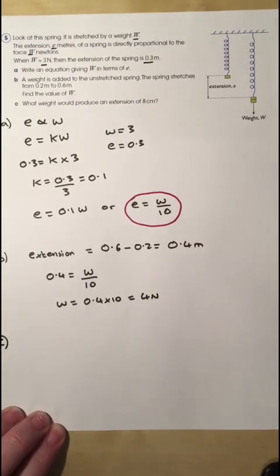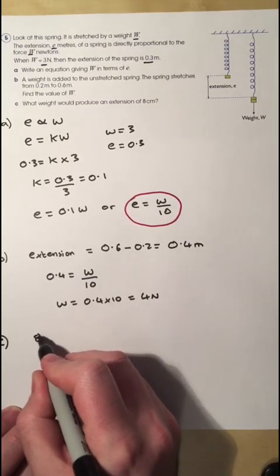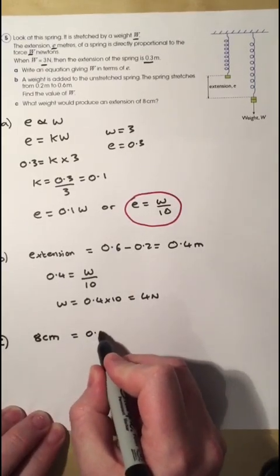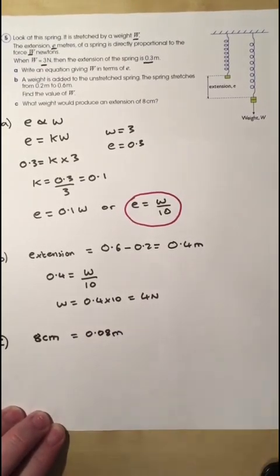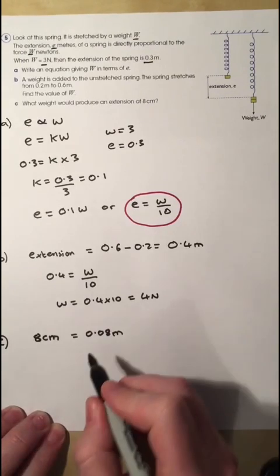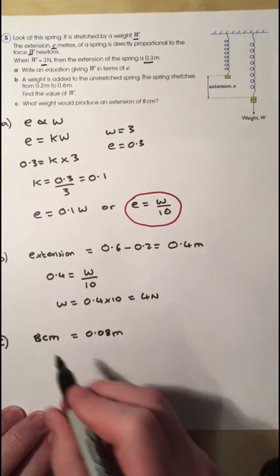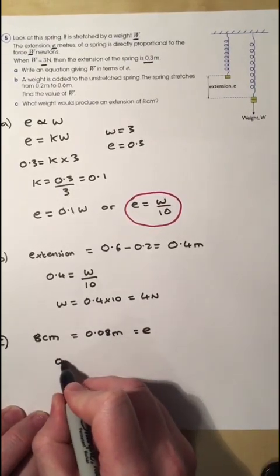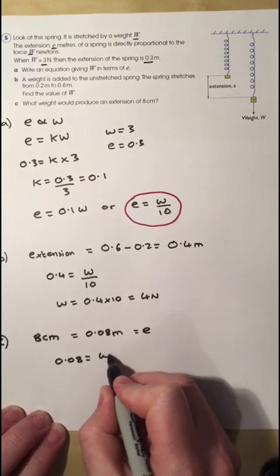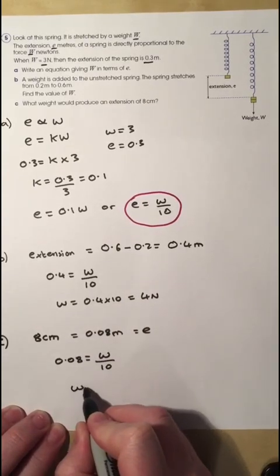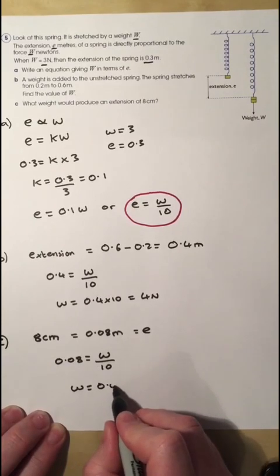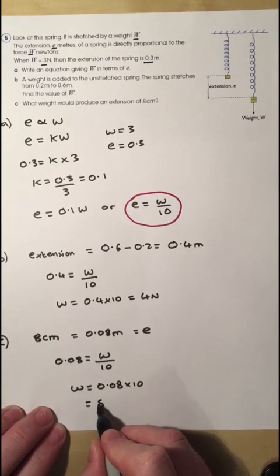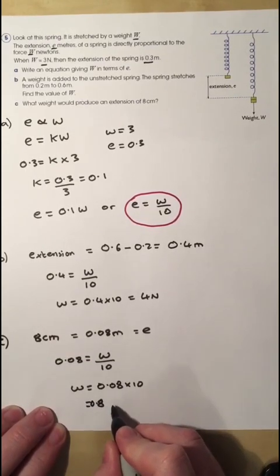Part C, what weight would produce an extension of 8 centimeters? Well, because everything else has been in meters so far, let's change this to meters. 0.08 meters. And then substitute this value into the equation. So our extension E is 0.08. So we write 0.08 equals W over 10. So W must be 0.08 times 10, which is 0.8 newtons.